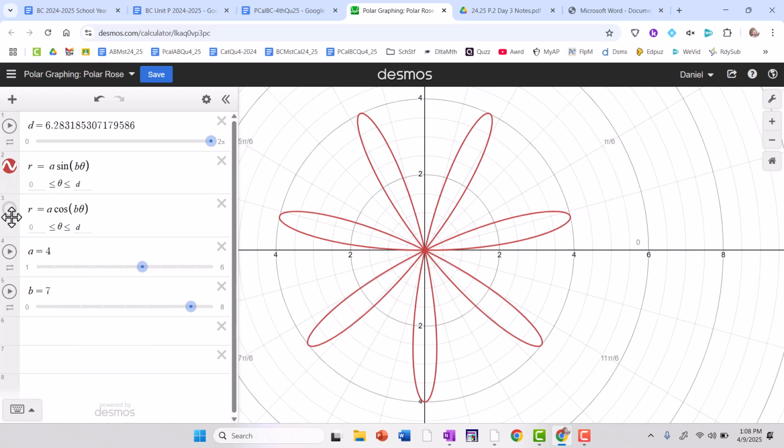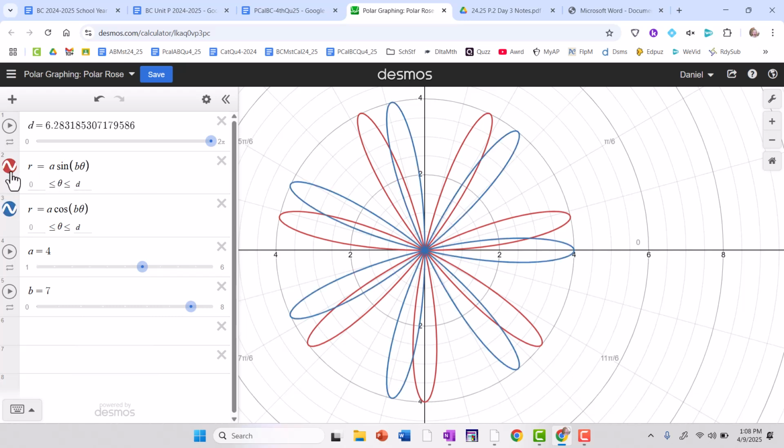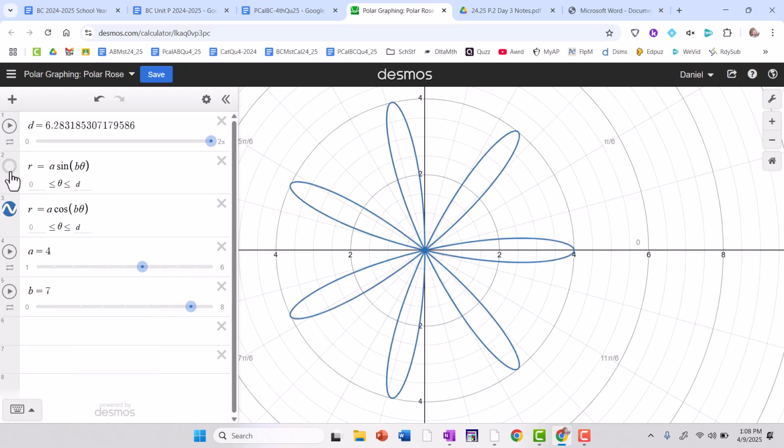But then notice when I toggle the cosine. This is how you recognize cosine from sine. See cosine? Look at our first petal. It's here because what's cosine of 0? 1. So that's how you recognize the difference between a cosine and a sine rose.